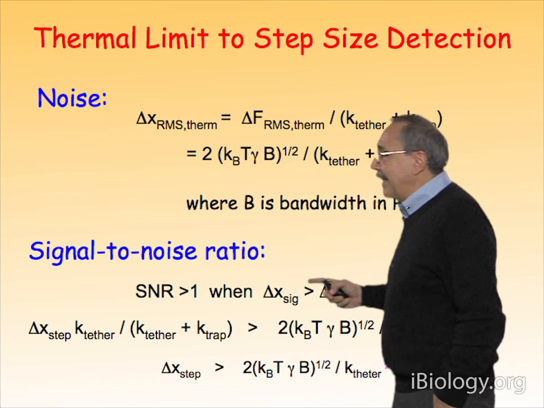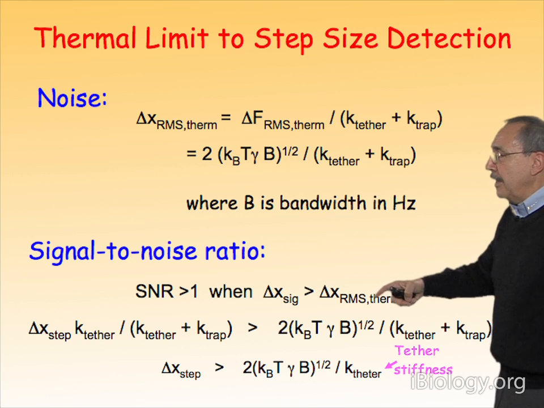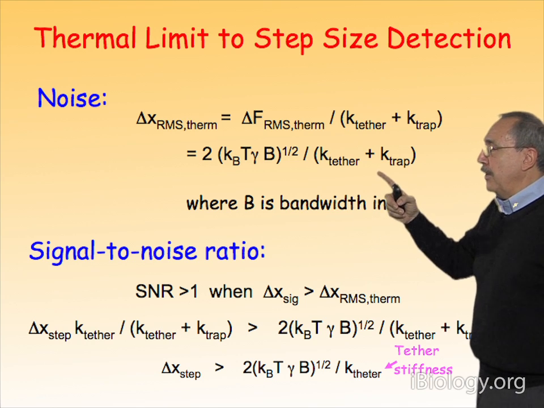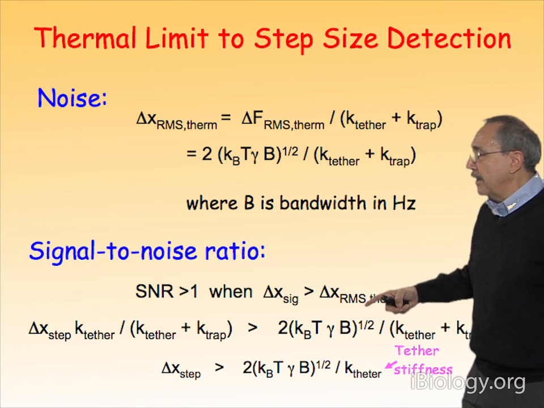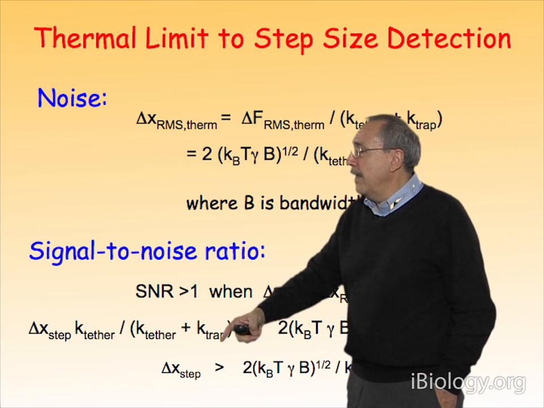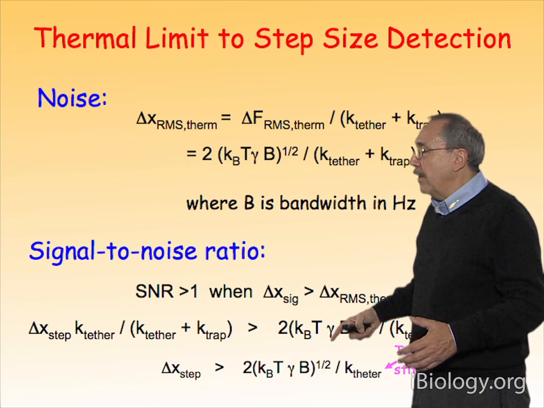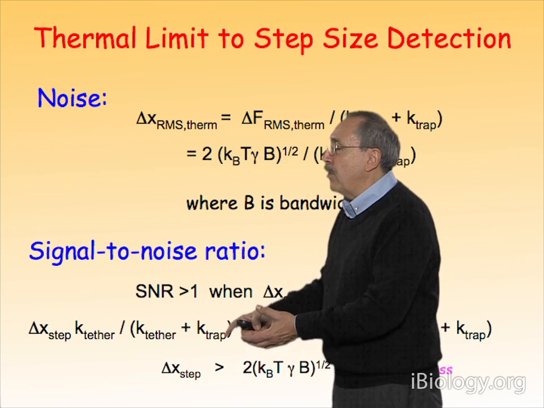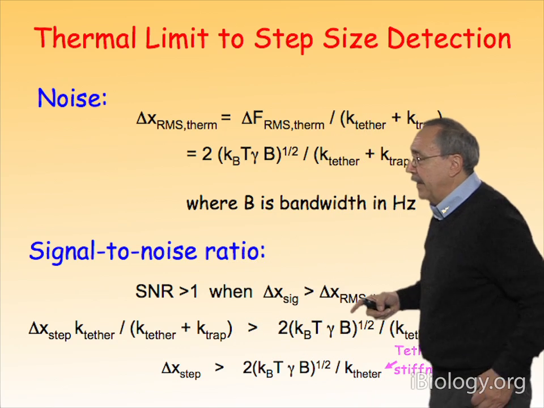Nonetheless, we want that delta x signal to still be larger than the noise in the experiment due to thermal fluctuations. But the noise is given by this quantity, so I want this quantity to be larger than that quantity. And then that's the same thing as saying that I want the step size of the motor greater than this quantity. In other words, the motor has to be at least this size in order for me to resolve it above the noise with a signal-to-noise ratio greater than 1.